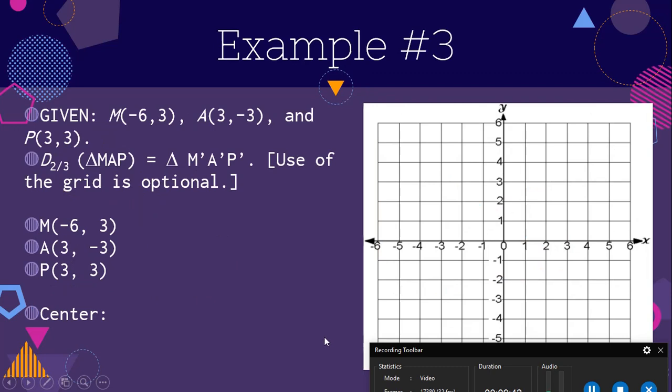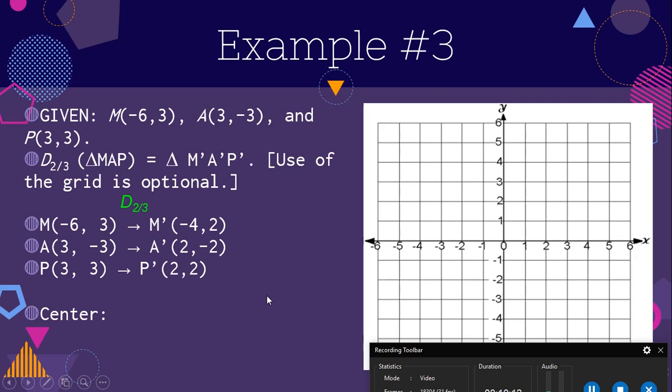In example 3, we have triangle MAP. We're going to dilate by a scale factor of 2/3. Being a fraction, I know that I'm going to shrink it down. This time, though, the use of the grid is optional. I'm not going to use the grid to plot the original. I'm going to go ahead and apply my rule. If you're not good with fractions, you can use your calculator. You first want to multiply by 2, and then you want to divide that answer by 3. So M prime, A prime, and P prime.